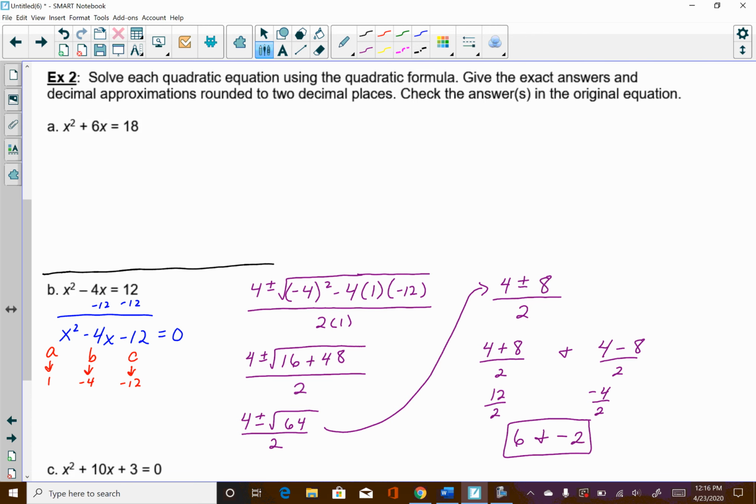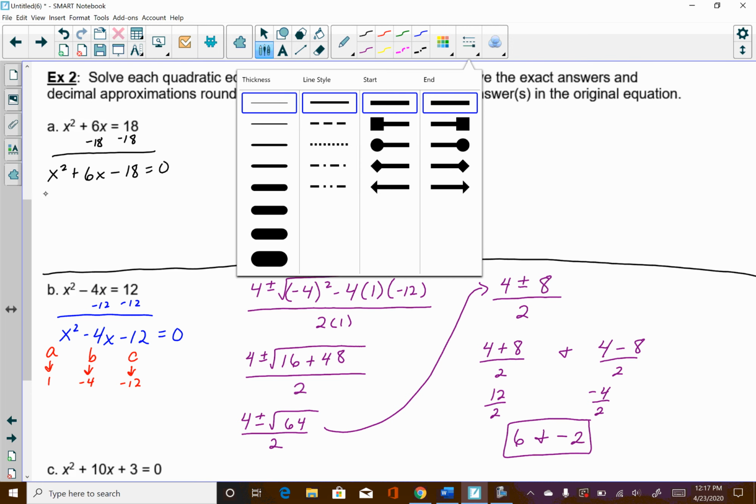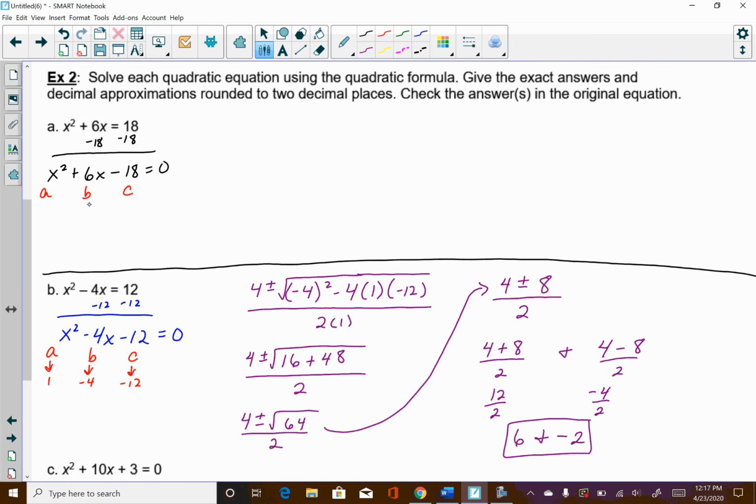Now, if we go back up and look at part A, the first thing I need to do again is get it equal to 0, so pull that 18 over. X squared plus 6x minus 18 equals 0. Identify your A, B, and C. So remember A, B, and C. Again, it's just telling me A is positive 1, B is positive 6, C is negative 18.